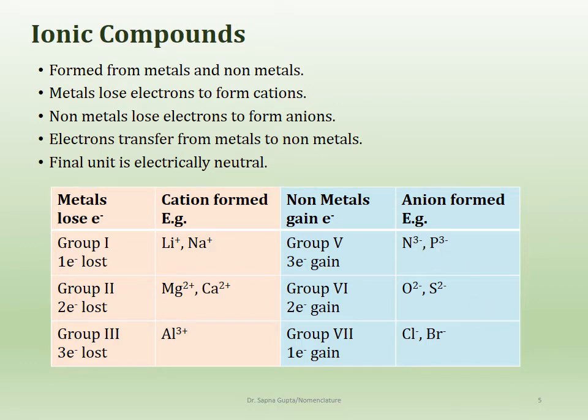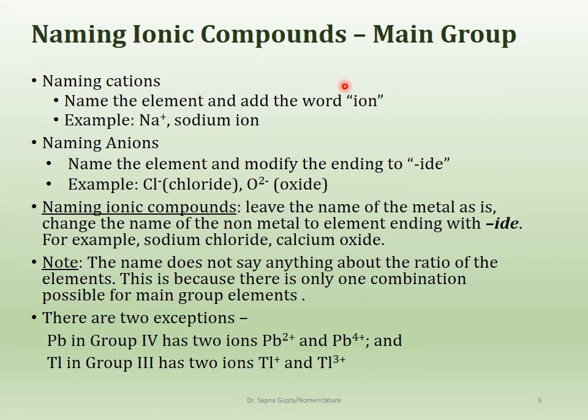Okay, all right. Now for naming the compounds. We talked about the fact that you add "ion," as in sodium ion, for example, after the cation. Regarding the anions, you rename them slightly by ending them with "ide." So chlorine becomes chloride, oxygen becomes oxide, and so on. When you name the ionic compound, you leave the name of the metal as it is, but you change the non-metal to end in "ide." So here, sodium chloride, calcium oxide. That's how you would name something.